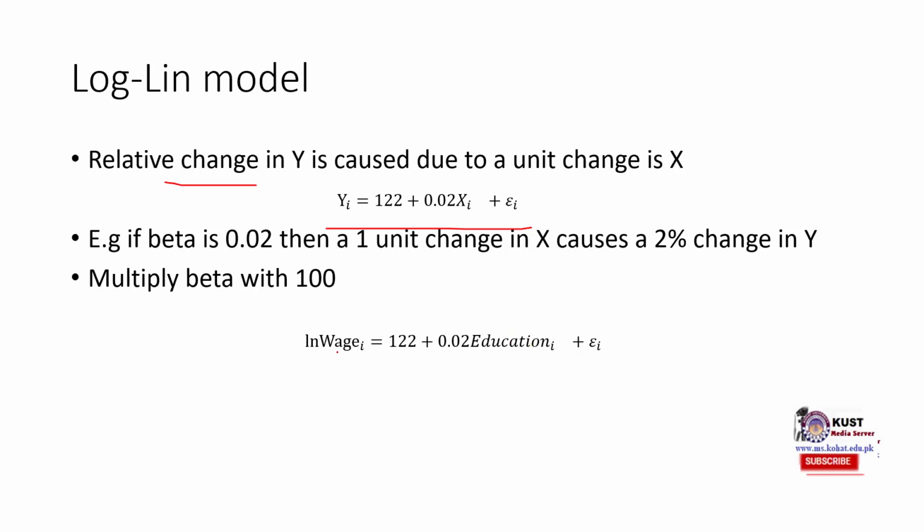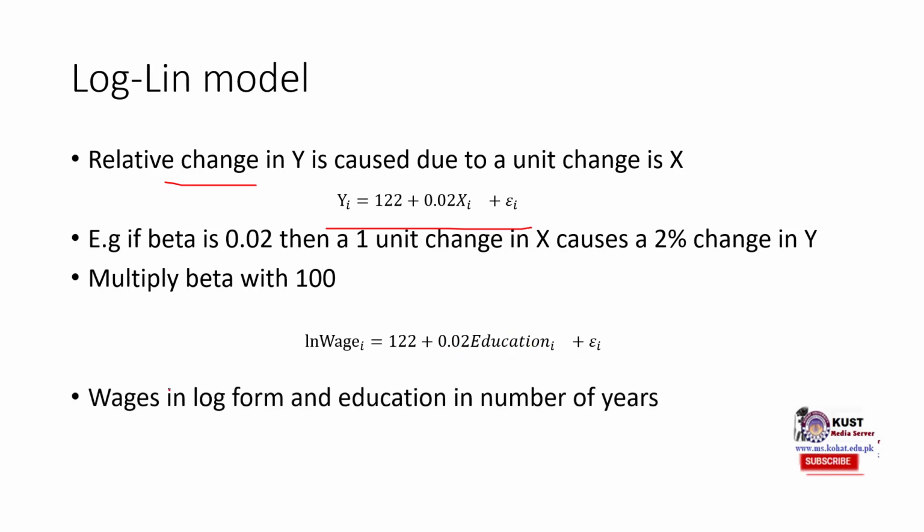So again, in the case of log of wage over education, wage is in log form and education is in number of years. Again, we multiply the beta by 100, and the interpretation would be that for every 1 year increase in education, the wage would increase by 2%.